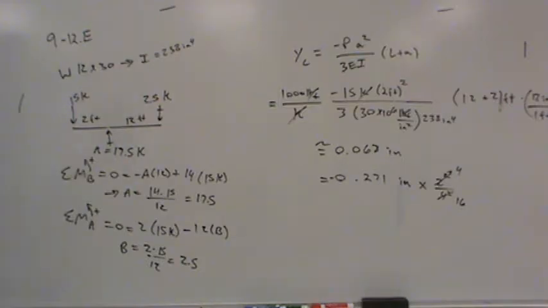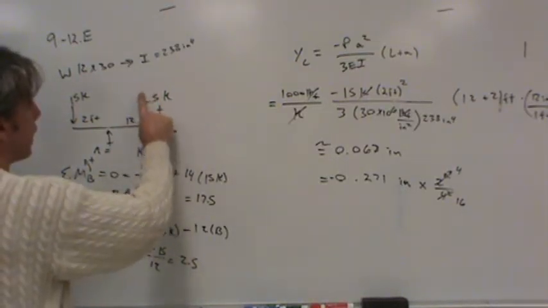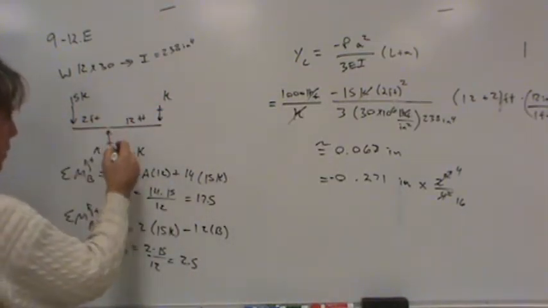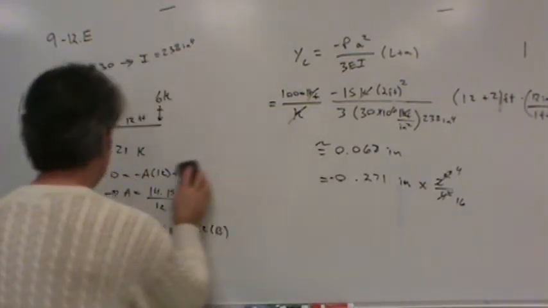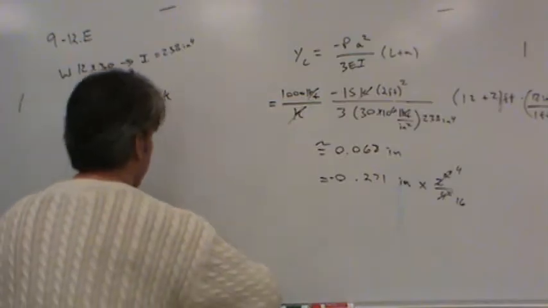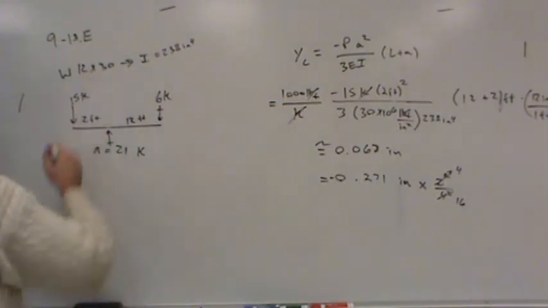Problem 13E. For the beam in problem 9.11, compute the maximum upward deflection and determine its location. Since we're back to problem 9.11, we're back to whatever we had before, which I wish I hadn't erased. This was 21 and this was 6, wasn't it? Okay, so now this analysis is no longer really valid, so let's get rid of it. So this is 13E now.